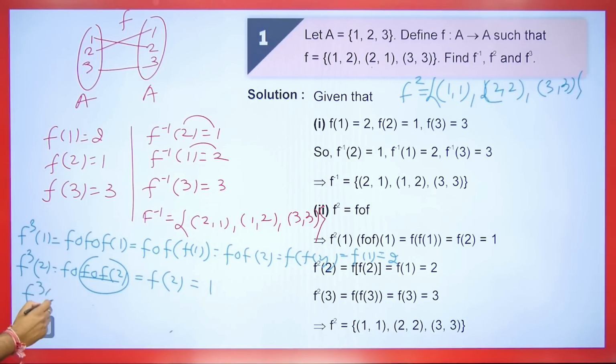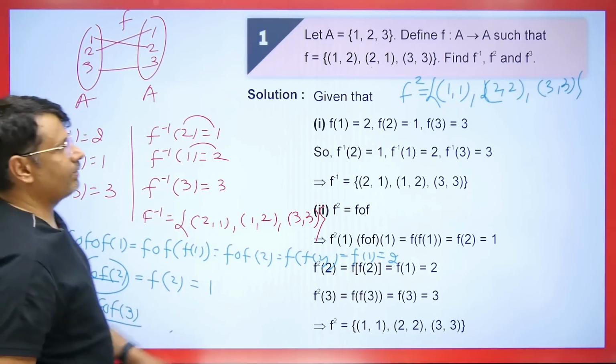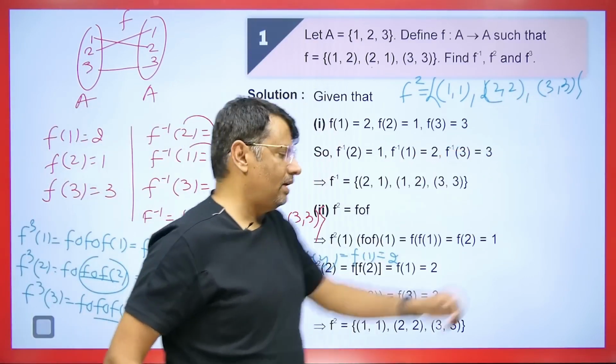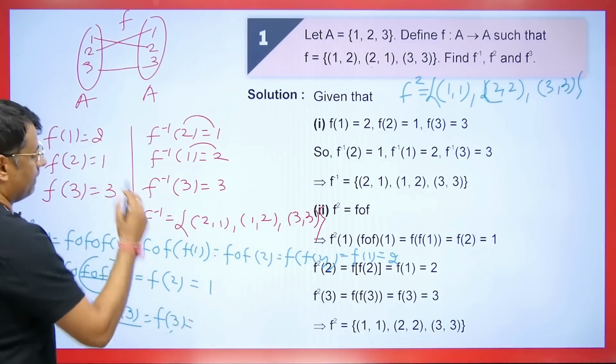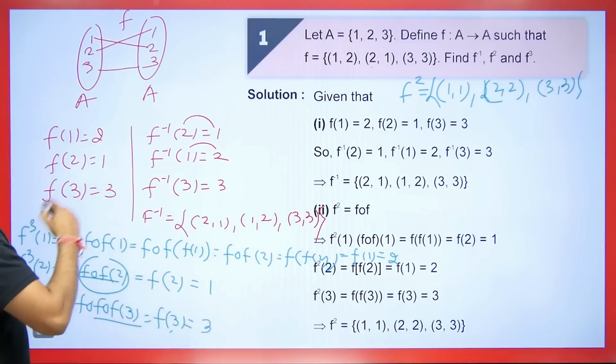Similarly, we can calculate the value of f cube of 3, which can be written as f o f o f of 3. And we know its value is 3. For the order 2, f square 3 maps to 3. Here we will have 3, so we will write it as f of 3 and this f of 3 will go to 3. So students, 1 will go to 2.